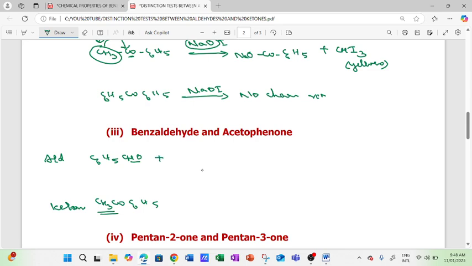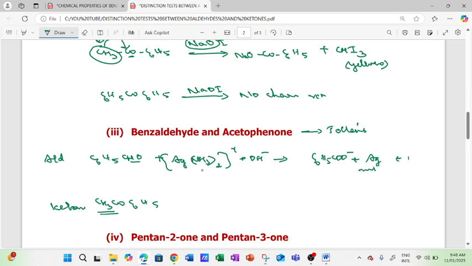If you are writing Tollens' test, the reaction will be [Ag(NH3)2]+, same like the first reaction. [Ag(NH3)2]+ plus OH minus, you get C6H5COO minus plus Ag. This is the silver mirror, and the byproducts like ammonia and water. Got it? Same like the first question. And here I'm not writing the reaction for the ketone, as you will not get the observation.